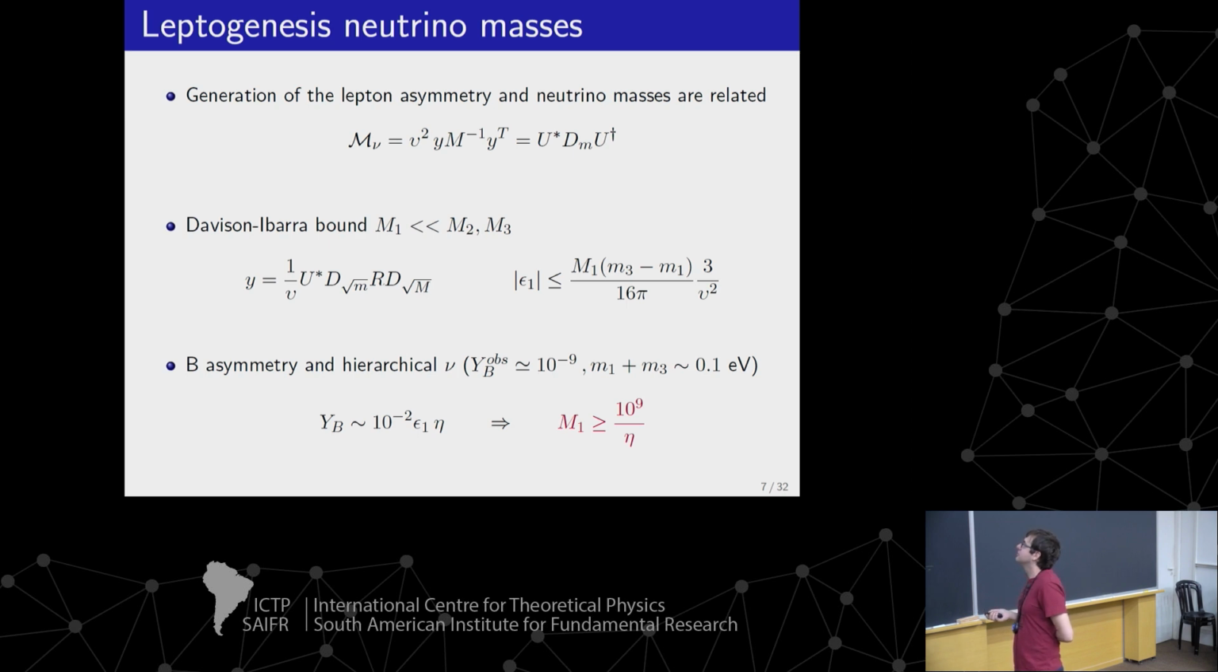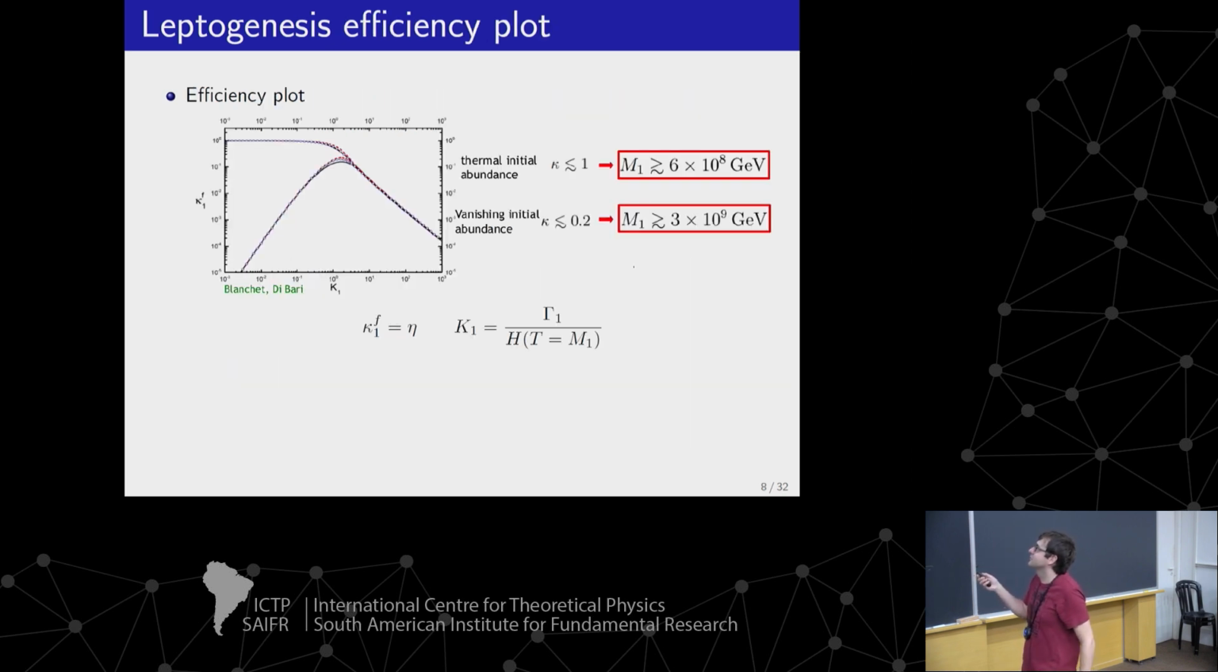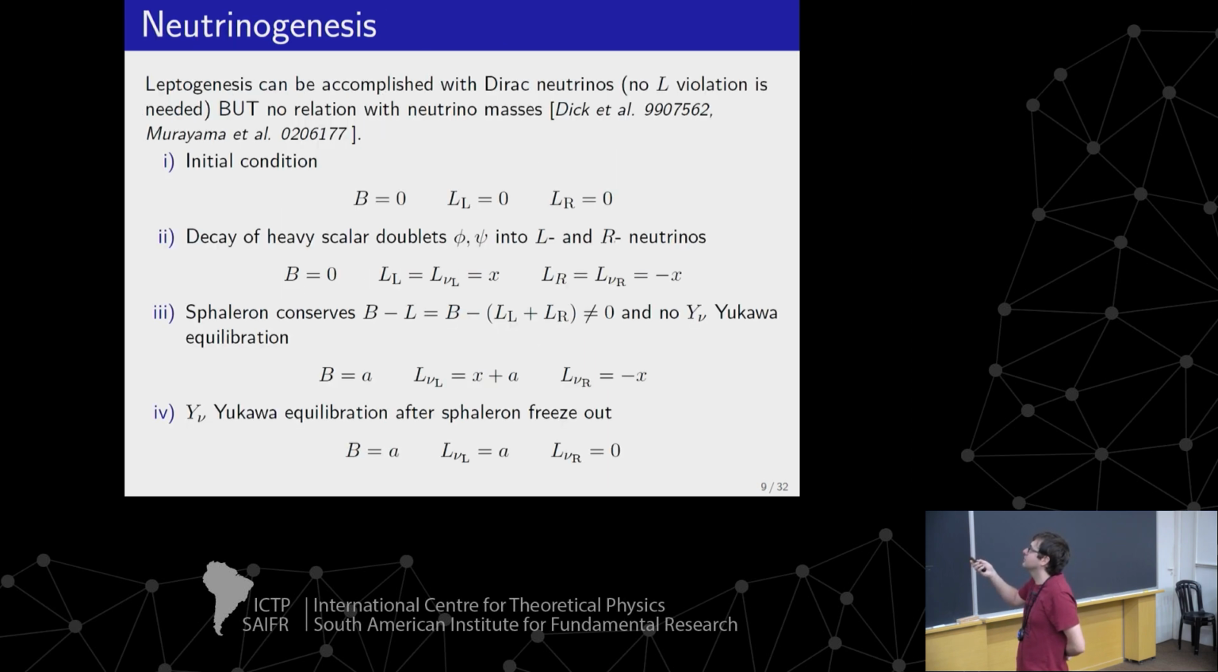This comes from an assumption: having a hierarchical spectrum, and from the cosmology bound we know that the sum has to be smaller. Let's take the maximum value, okay? Because we don't know the absolute neutrino mass scale, this is an assumption. These assumptions are the maximal ones, the optimistic scenario, because if it's smaller, then you have to adjust.